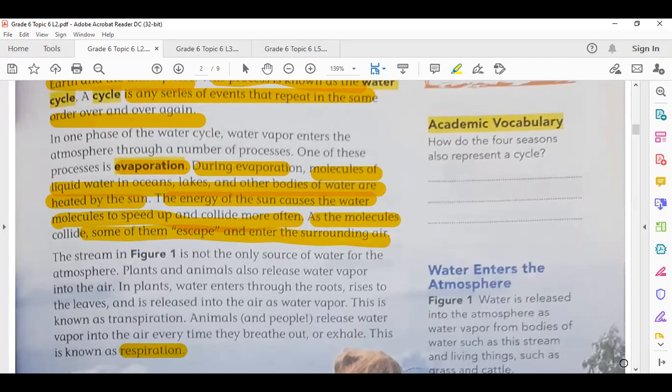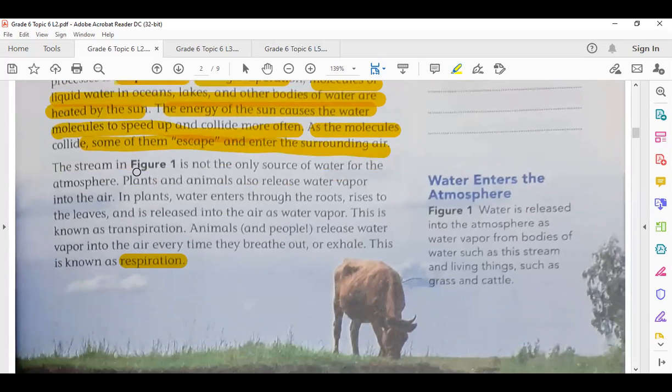Now, look here, the stream is not the only source of water for the atmosphere. Plants and animals also release water vapor into the air. In plants, water enters through the roots, rises into the leaves, and is released into the air as water vapor. This process is called transpiration. Again, plants lose water as water vapor from their leaves. This process is called transpiration.